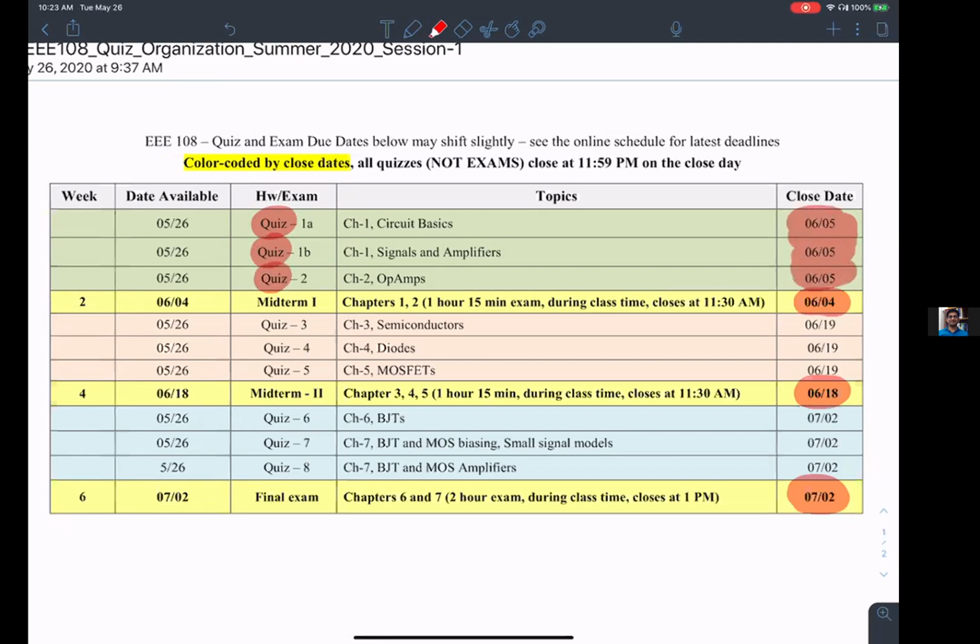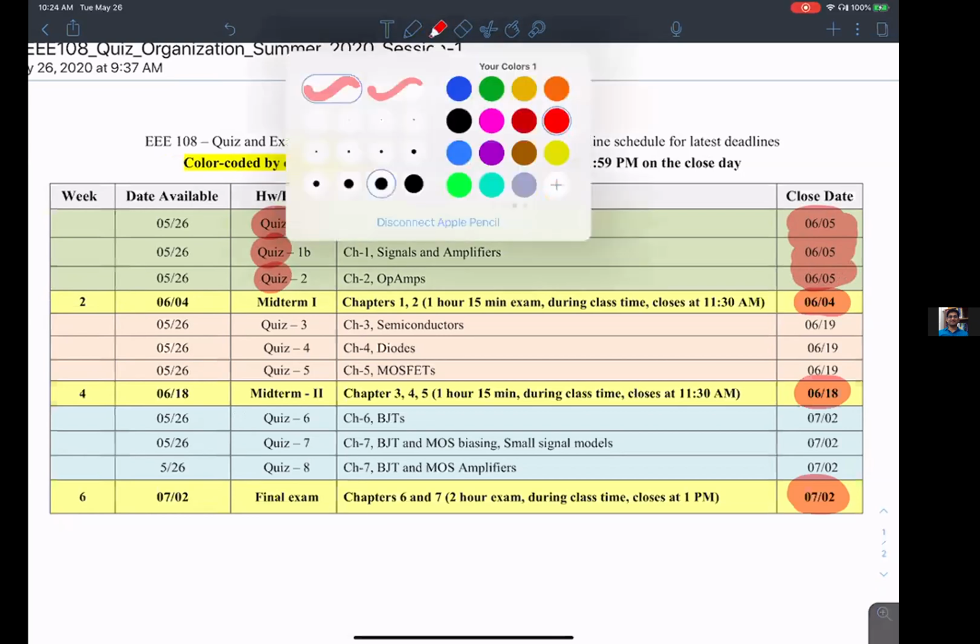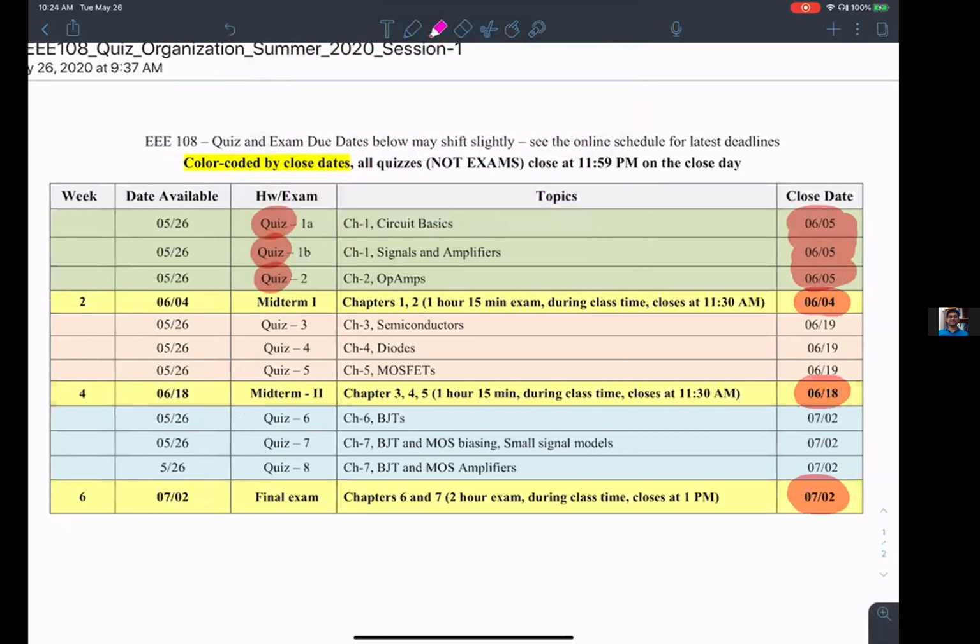5th of June. Okay, so all these quizzes are available to you, by the way. You can take them any number of times you want. Now, they're all going to close on the 5th of June, one day after the midterm. Even so, if you look at midterm 2, which is scheduled for 18 June, the 3 homeworks that correspond to it, they close one day after the midterm. So that's the deadline.